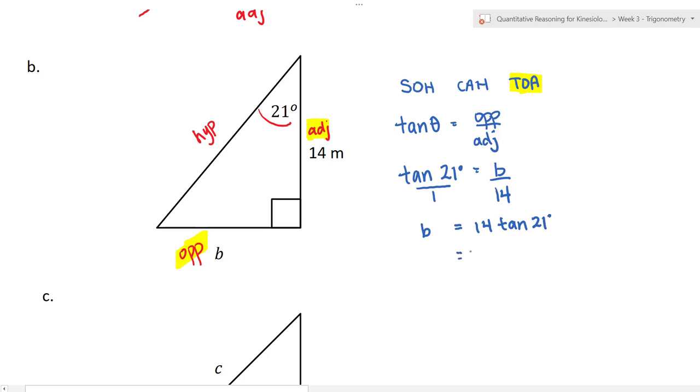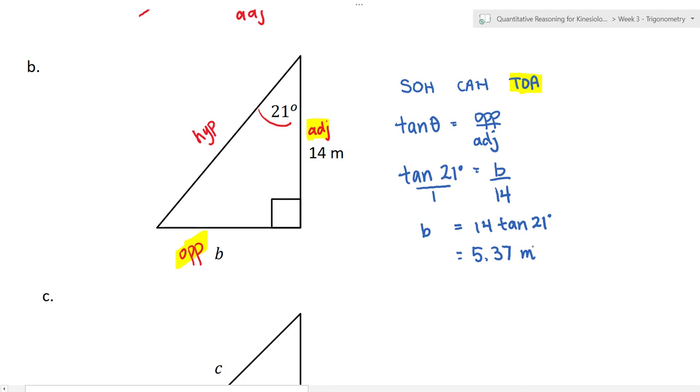So on my calculator, I'm going to type this 14 tan 21, making sure my calculator is in degree mode. I see a little d in there. Equals, and I get 5.374. I'm going to round this to 2 decimal places. The number after the 7 was a 4, so I'm not going to round my 7 up to an 8. I'm going to leave it as a 7 because the number after it is less than 5. All right, I'll take a look at my diagram again, and I can see that the units were in meters, so I'll enter meters here.